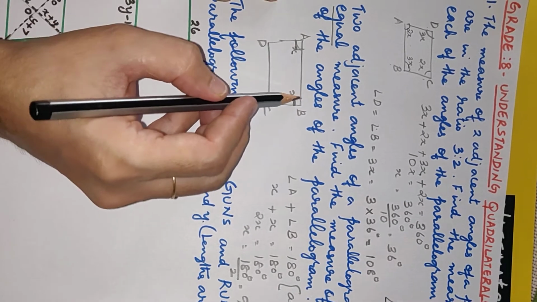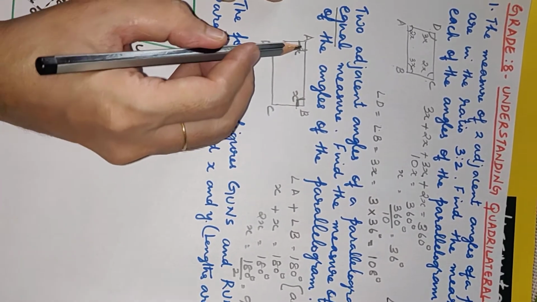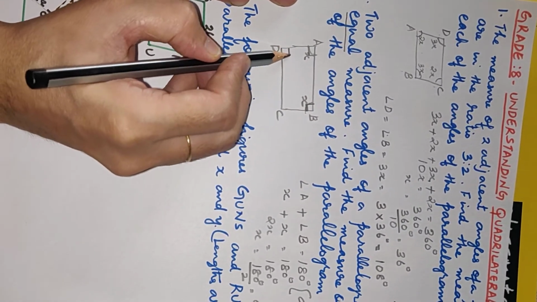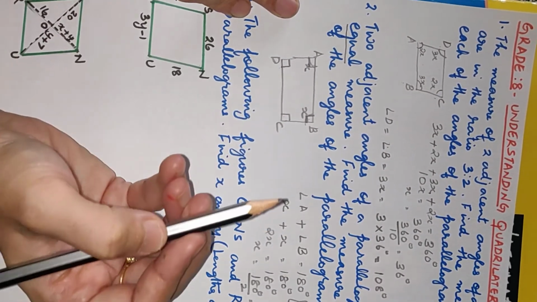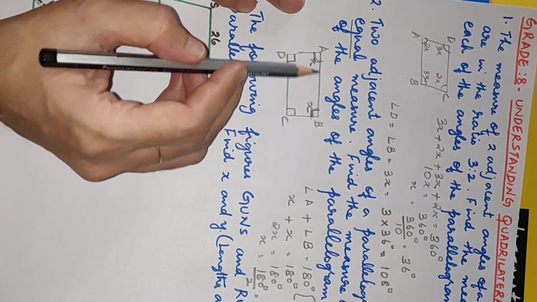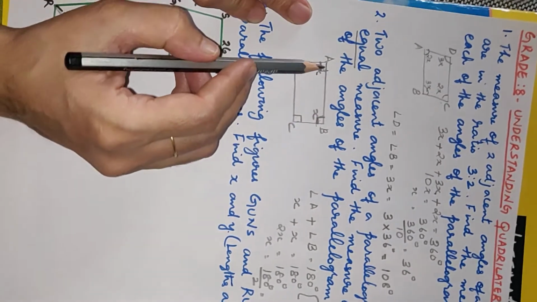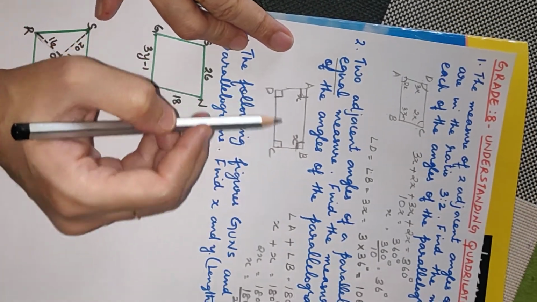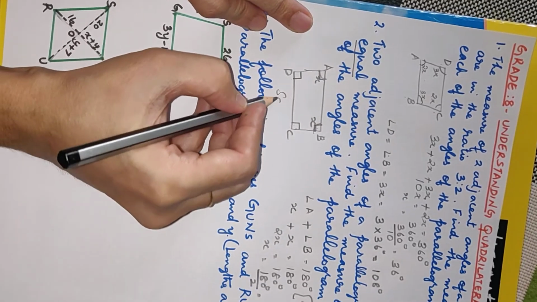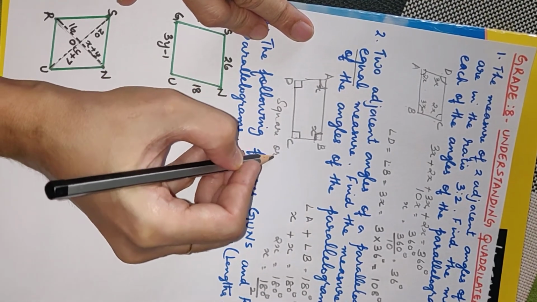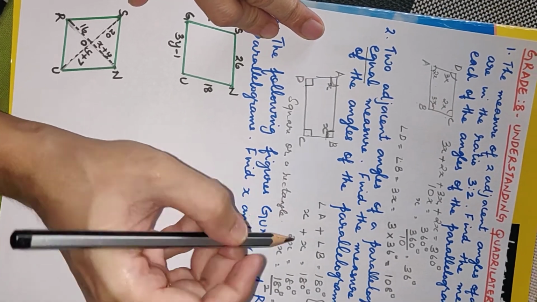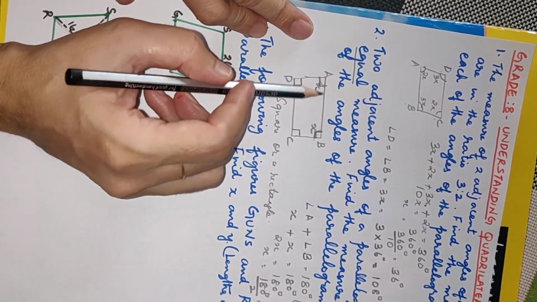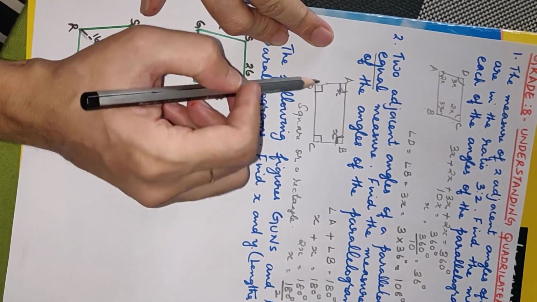So if these two are perpendicular, then these two are also adjacent angles, so this also should be 90 degrees. These two are adjacent angles, so this also should be 90 degrees. So you know that if in a parallelogram all the angles are 90 degrees, then it can be a square or a rectangle. So if all the measures are equal, then it should be 90 degrees each.